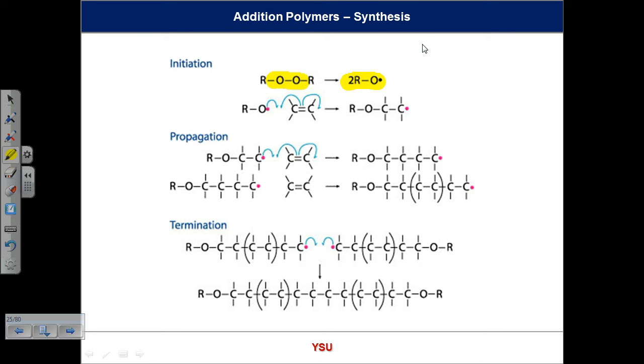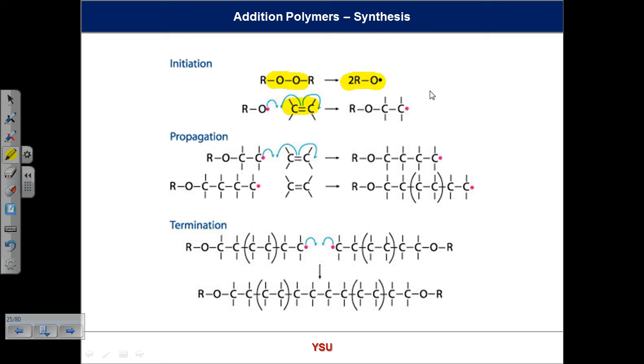All we have in this mixture now is alkene. And the way you set this up is you put a little bit of initiator. You don't need very much, maybe 1%. And when you've made your oxygen radicals, the vast majority of what else is in this mixture is alkene.